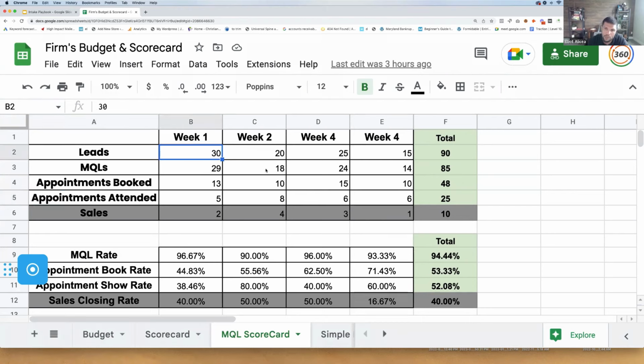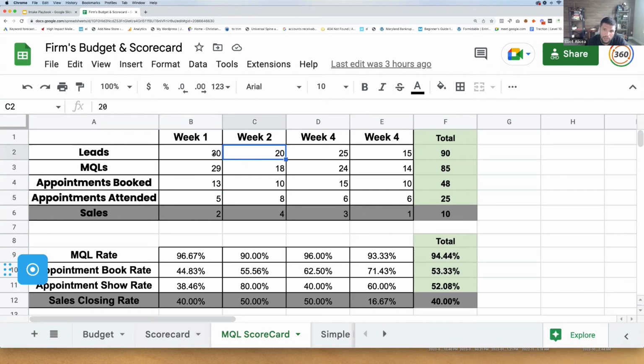So in week 1, I'll just show you an example of what this would look like. We got 30 leads, 29 of them were MQLs, right? We're doing really, really good. We're pretty happy with that. We got 13 appointments booked and we had 5 people attend. All right, so we're tracking this and we know our benchmarks before this, which we'll get into in just a second here.